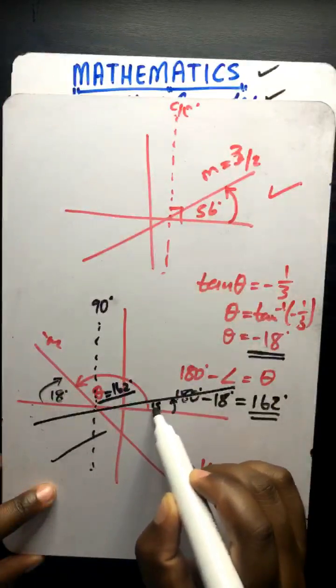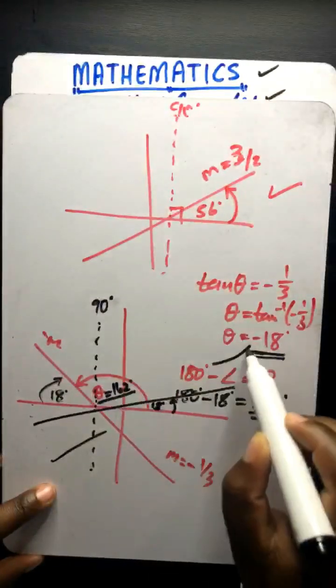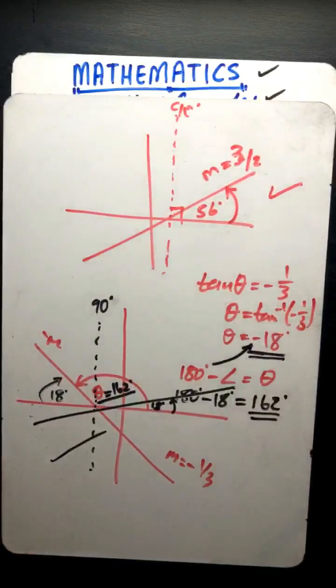This used to be an angle of 18. So this negative reminds you to say it's not an angle of inclination.